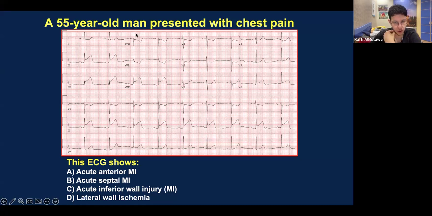Okay. So you guys are saying C. Why are you guys saying C? II, III, and aVF. Absolutely. And you can see the reciprocal changes in V1 and V2 as well. Now, because of that, my question to you is, can we say this is just an inferior MI, or should we do something else?